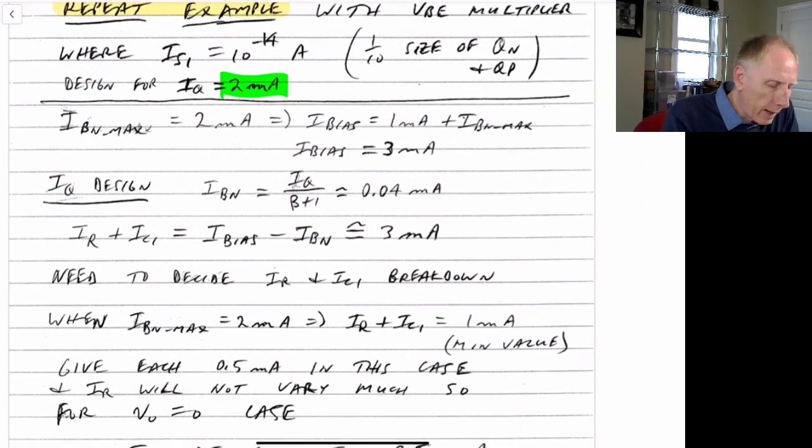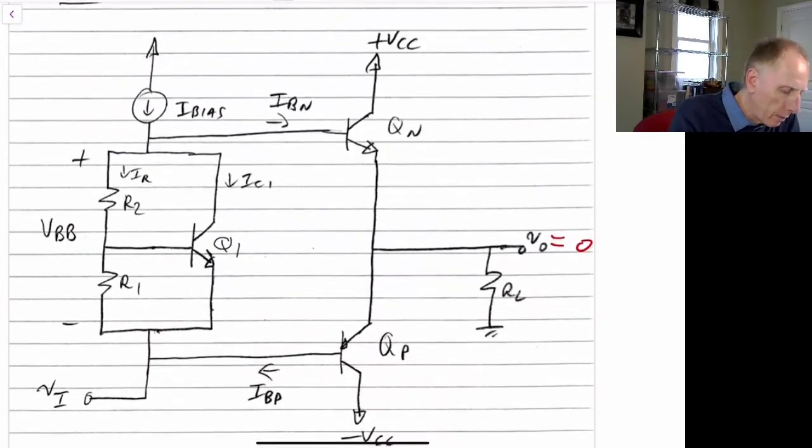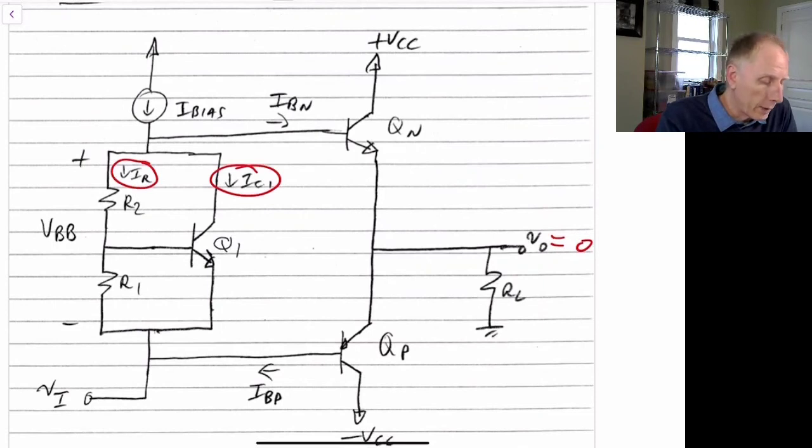But now we need to decide, we have 3 milliamps that's going into the resistor and the transistor. So we have 3 milliamps going down. This plus this is 3 milliamps. How much should go to one side and how much should go to the other side?